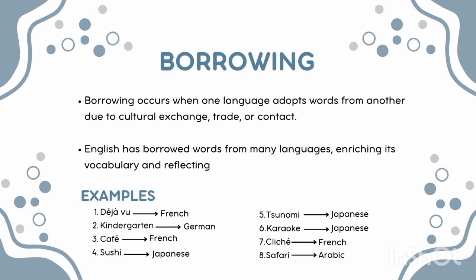More interestingly, English has borrowed a significant number of words from many different languages, which have enriched the vocabulary and reflected the influence of other cultures. Here are some examples of borrowed words in English. Déjà vu, borrowed from French, kindergarten from German, café from French, sushi, tsunami, and karaoke from Japanese, cliché also from French, and finally safari from Arabic.